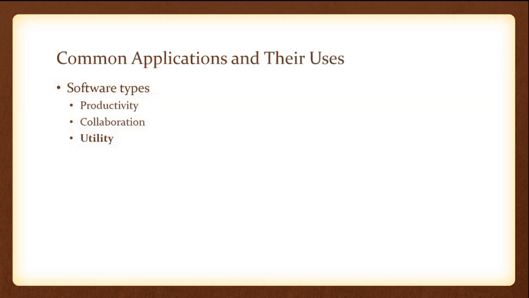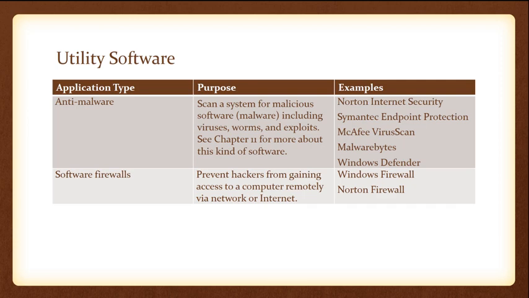The third type that I want to talk about is utility. Now, utility software are utilities that help keep the computer running smoothly and help manage and distribute files. Utility software are anti-malware, Norton Internet Security, Symantec Endpoint Protection, McAfee Virus Scan, Malwarebytes, and Windows Defender. These are all ways that your computer is helping run smoothly and helping manage and distribute the files. And the software firewalls, Windows Firewall, and Norton Firewall.